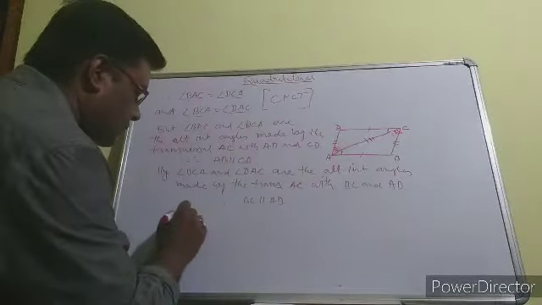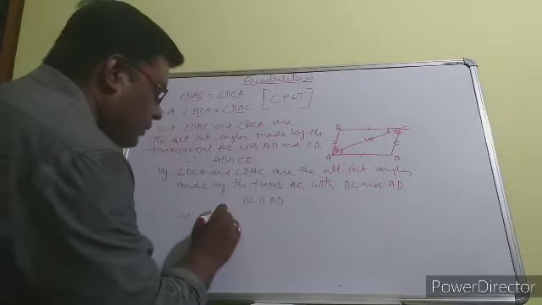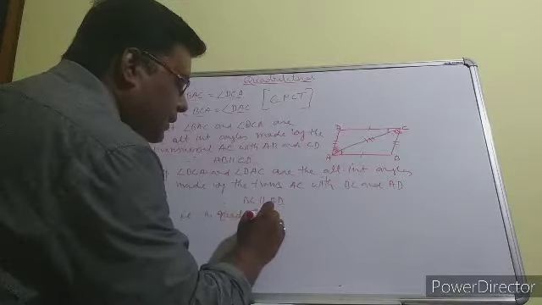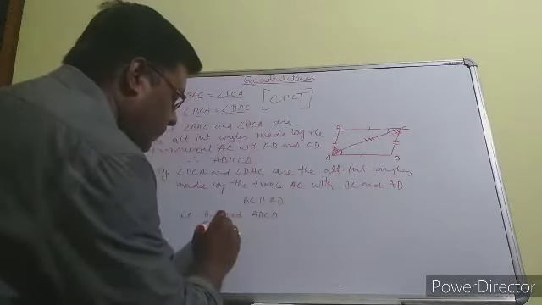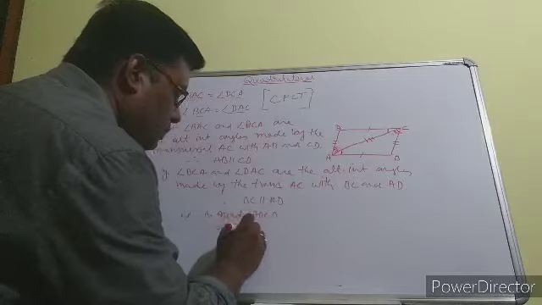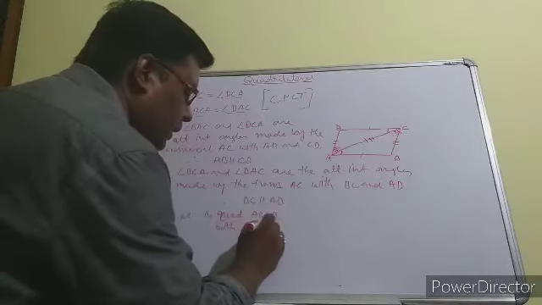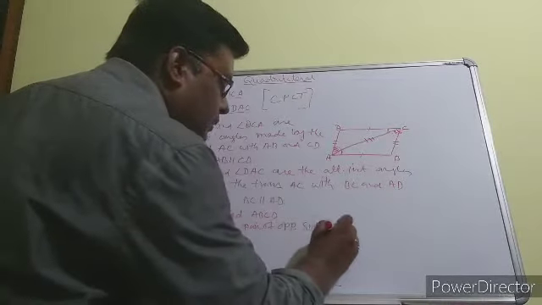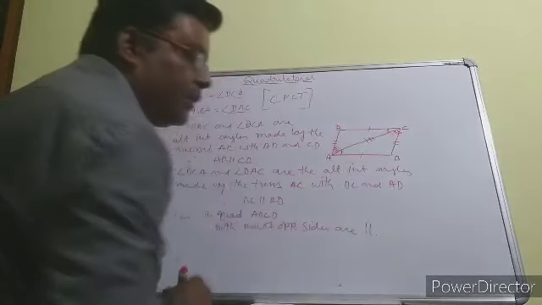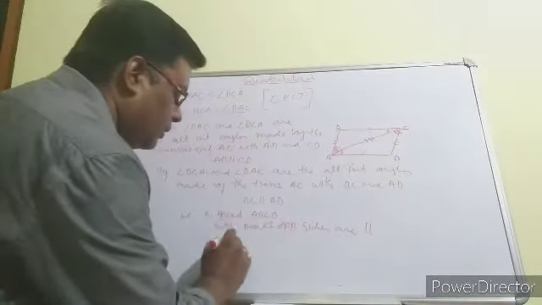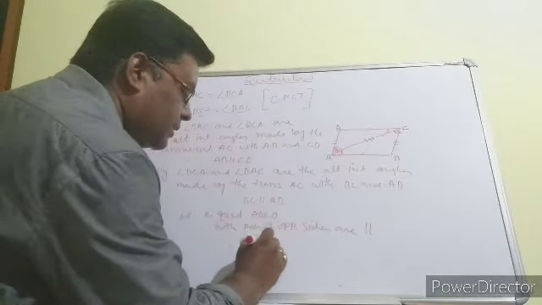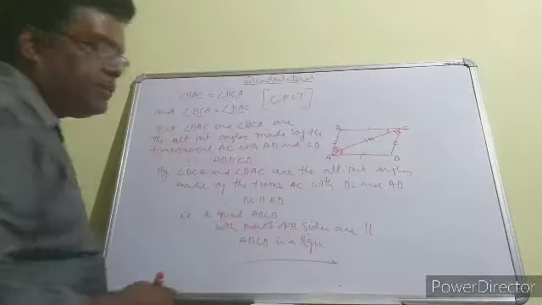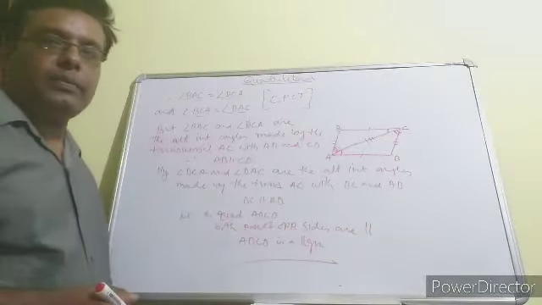That is, in quadrilateral ABCD, both pairs of opposite sides are parallel. Therefore, ABCD is a parallelogram. This is the proof.